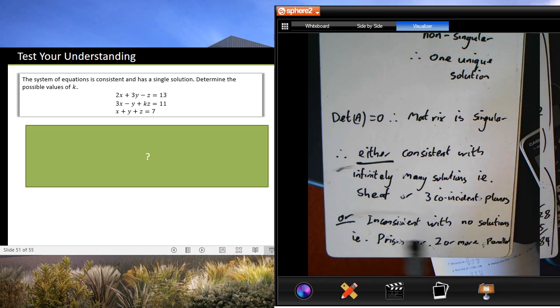To investigate if we're in a sheaf, in three coincident planes, in a prism, or in two or more parallel planes, we need to look first of all at the normal vectors to the planes. And if two of the planes have got the same normal vector, we may be in this situation or this situation. If we're not, then we need to look at eliminating z from equation 1 and equation 2, eliminating z from equation 1 and equation 3, and that will tell us if we're in a sheaf or if we're in a prism.